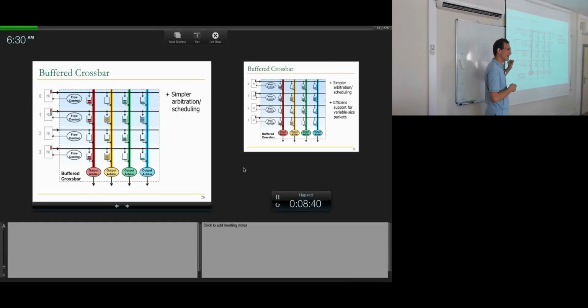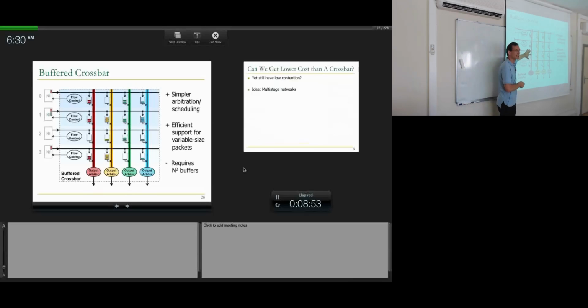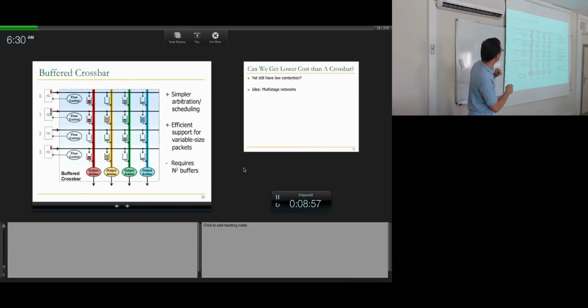We'll see that you can actually get a simpler arbiter with a bufferless or minimally buffered router also. You can have efficient support for variable size packets this way, because now you can arbitrate. You can prioritize a variable size packet here, whereas it may be difficult to do in a bufferless way. But this requires n² buffers again. And keep this in mind because this is going to be a big cost of an on-chip network.